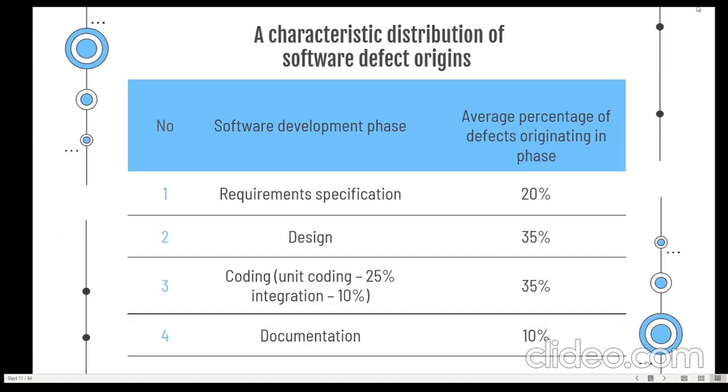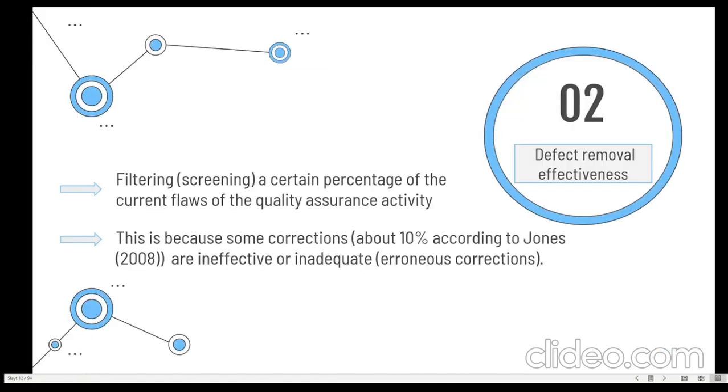Now, let's examine a characteristic distribution of software defect origin. These are software development phases. I will tell the average percentage of defects originating in each phase. Requirement specification 20%, design 35%, coding 35%, in this 35%, unit testing 25% and integration 10%. Last one, documentation 10%.